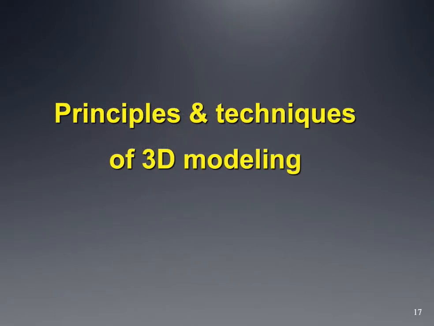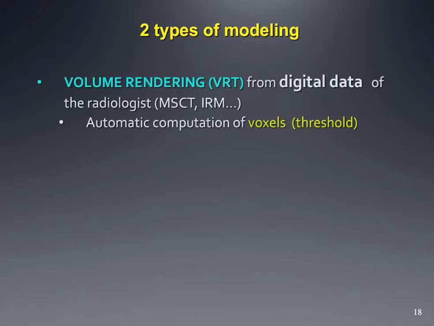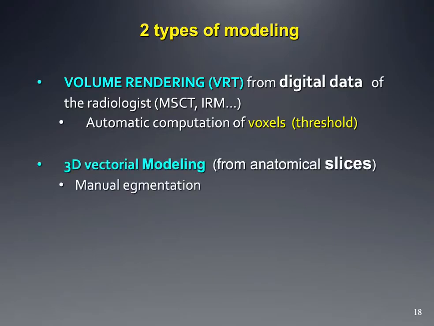What are the principles and the techniques of this 3D modeling? There are two types of modeling we use. The first one is called volume rendering, or VRT. It comes from digital data of the radiologist, that is CT or MRI, and it uses automatic computation of voxels by thresholding. And the second type is called 3D vectorial modeling, and this comes from anatomical slices. So we have to do a manual segmentation.